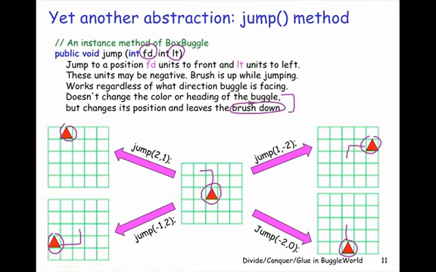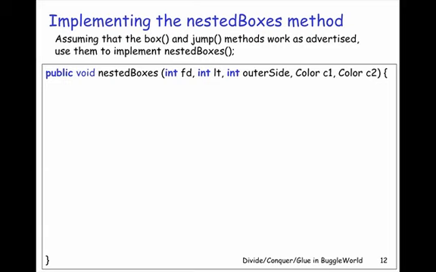Okay, so let's say we now have the box method and the jump method. What would happen now to implement nested boxes? We're returning to our nested boxes method that by wishful thinking we assumed existed earlier. Now we're actually going to make it exist by defining the Java code for it. So what I would like you all to do now is to turn off the screencast and figure out what statements should be in the body of this nested boxes method. And then when you turn it on, we'll talk about the solutions.